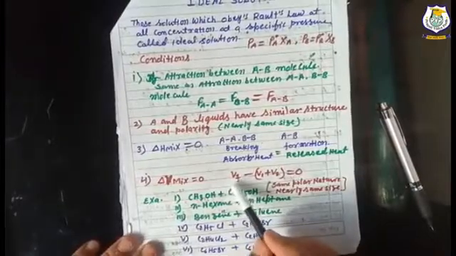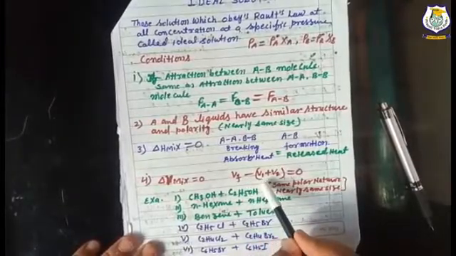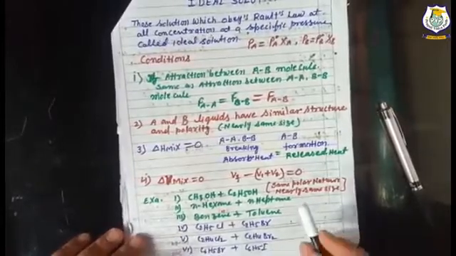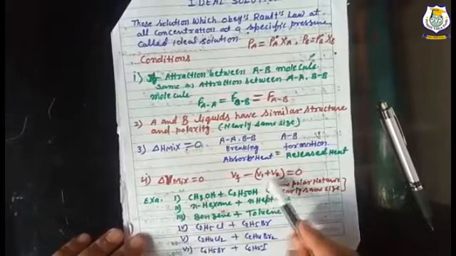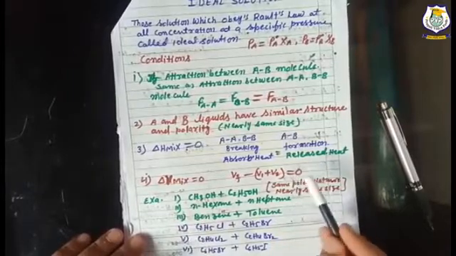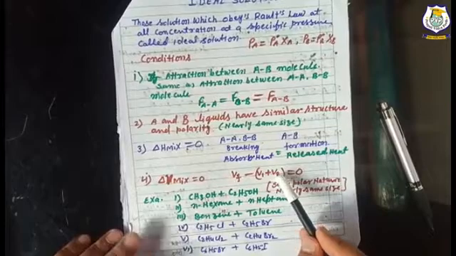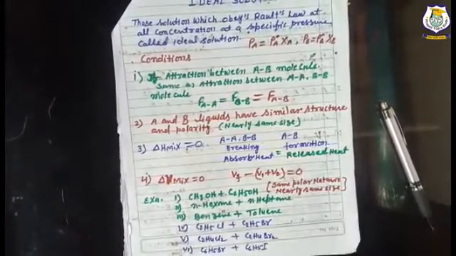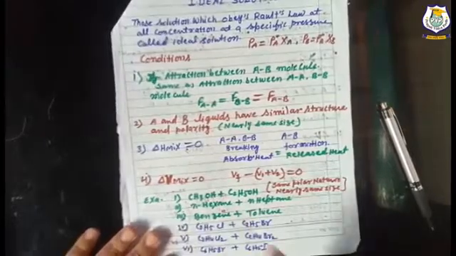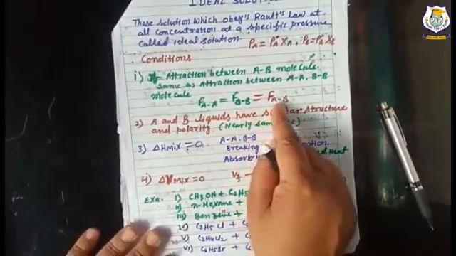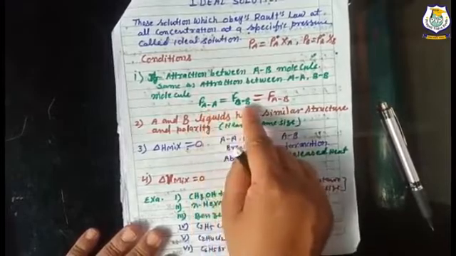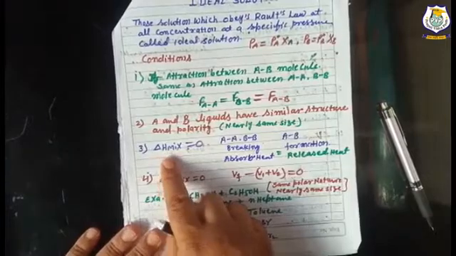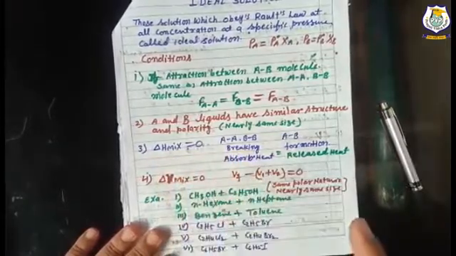That means the final volume is equal to the sum of V1 plus V2. These are the conditions of an ideal solution. Those solutions which obey Raoult's law are called ideal solutions. For an ideal solution, the attraction force between A and B is equal to that between A and A, and B and B. Delta H mixing equals 0, delta V mixing is 0.